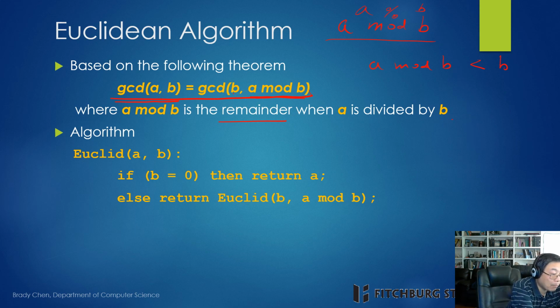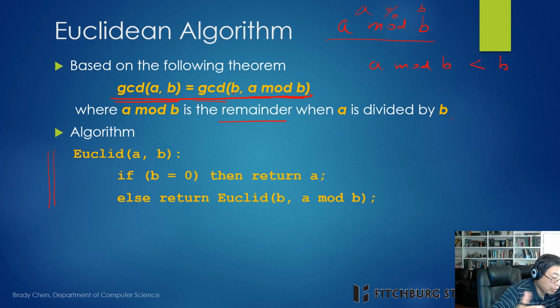So now, when you calculate the greatest common divisor of a and b, you can actually do this: you calculate the greatest common divisor of b and a modulo b. So that means if a and b are two numbers, then b and a modulo b are also two numbers, but they are smaller than a and b. We're going to use some examples later. And this is actually the algorithm. We can use this algorithm, okay?